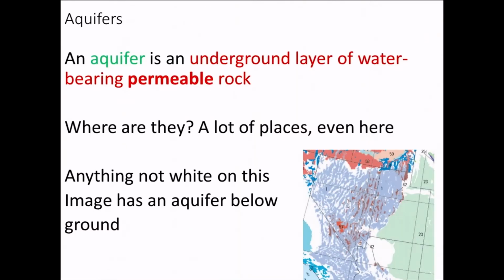Aquifers. An aquifer is an underground layer of water-bearing permeable rock. If it does not have water, then it's not an aquifer. If it's not permeable, then it's not an aquifer either. It's an aquiclude.